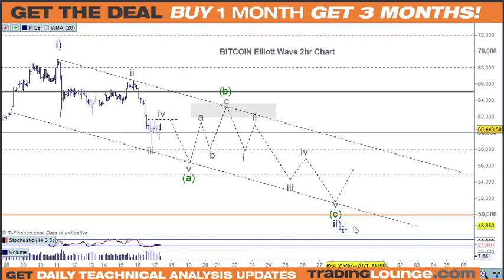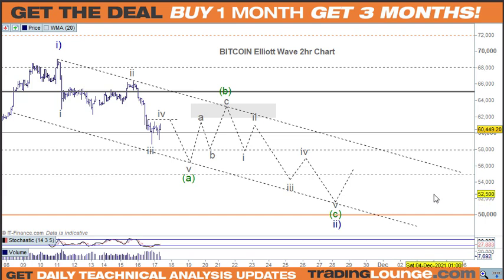So because it's a wave 2, it means that it needs to be a zigzag pattern. So zigzag is an A wave, a B wave, and a C wave down here. And a zigzag pattern for a wave 2 will be 5 waves for the A wave, 1, 2, 3, 4, 5, then the ABC for the B wave, and then 5 waves for the C wave. And that will bring us into our 50-60% retracement level area.